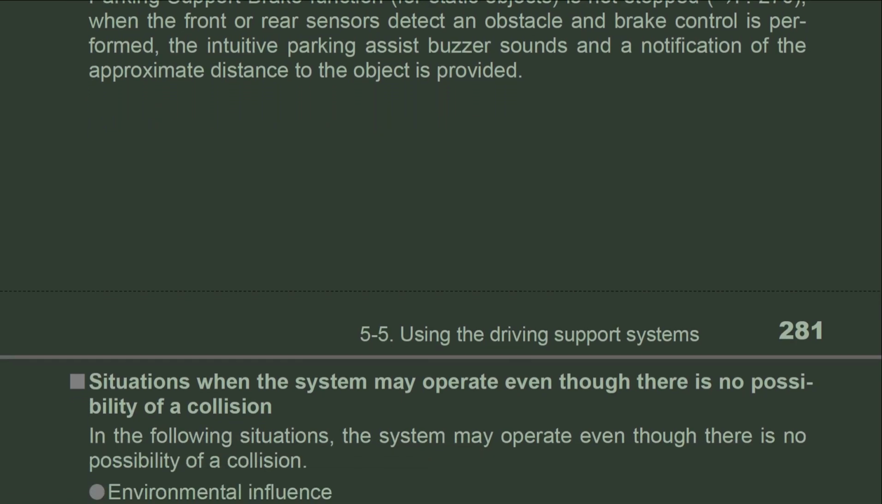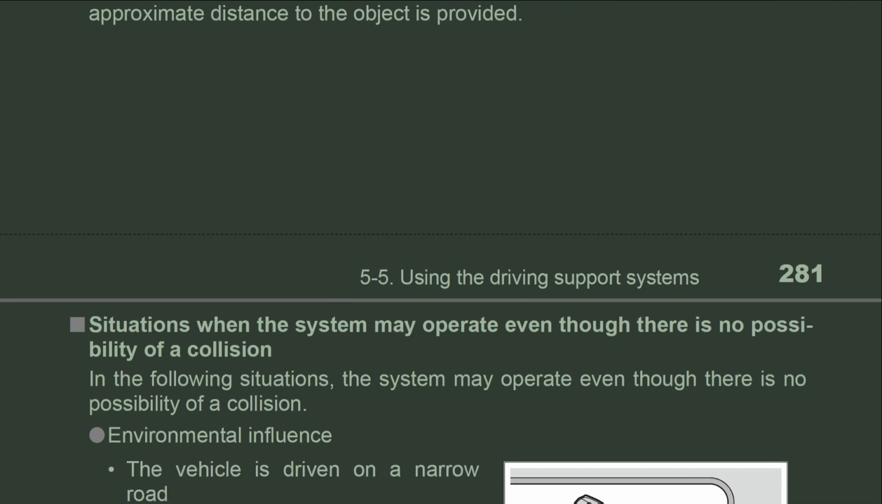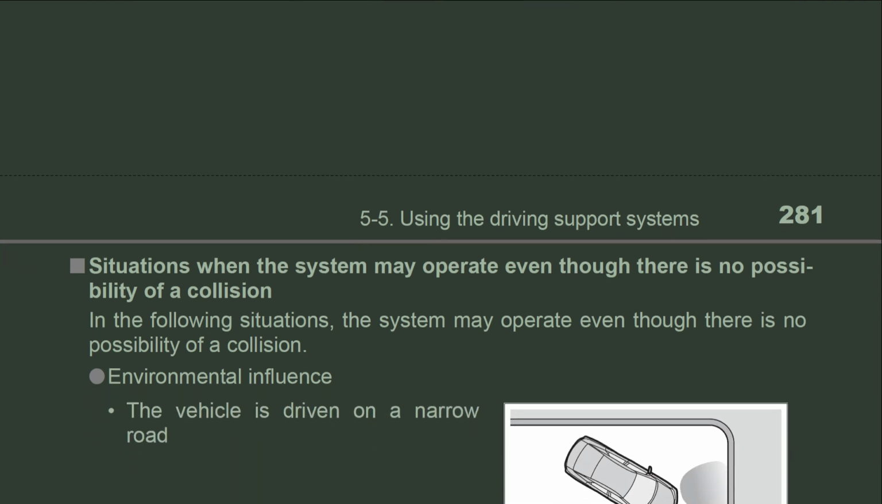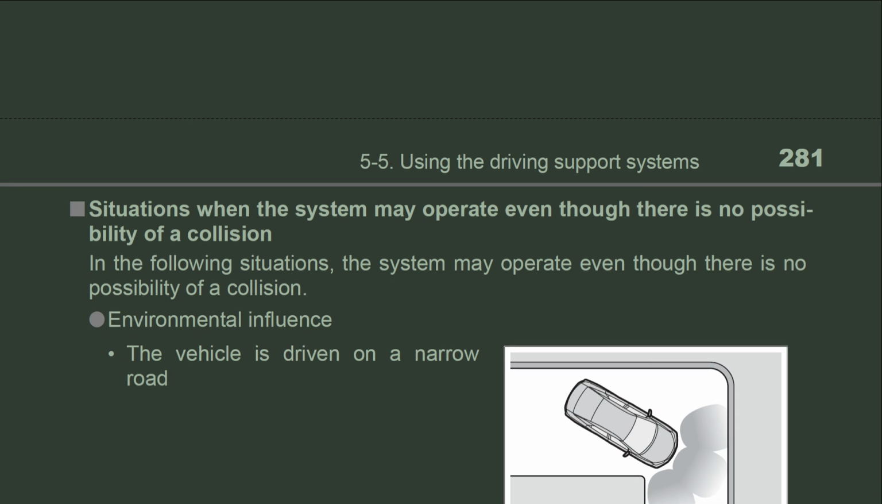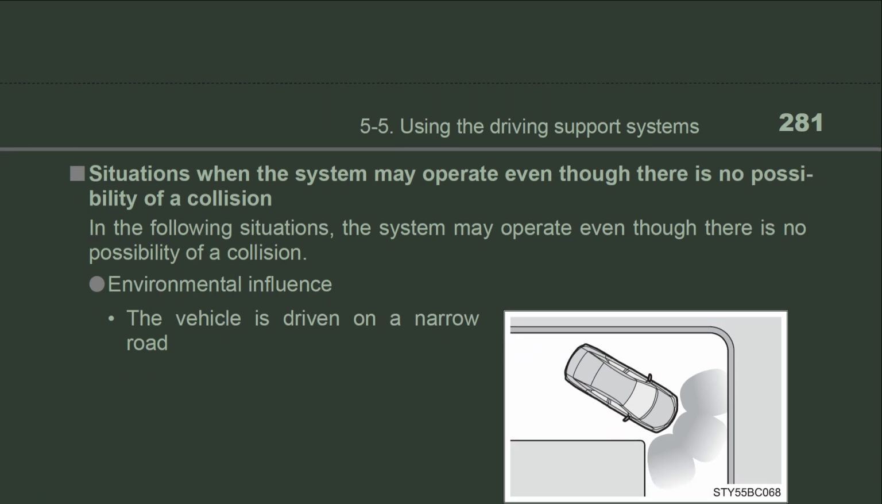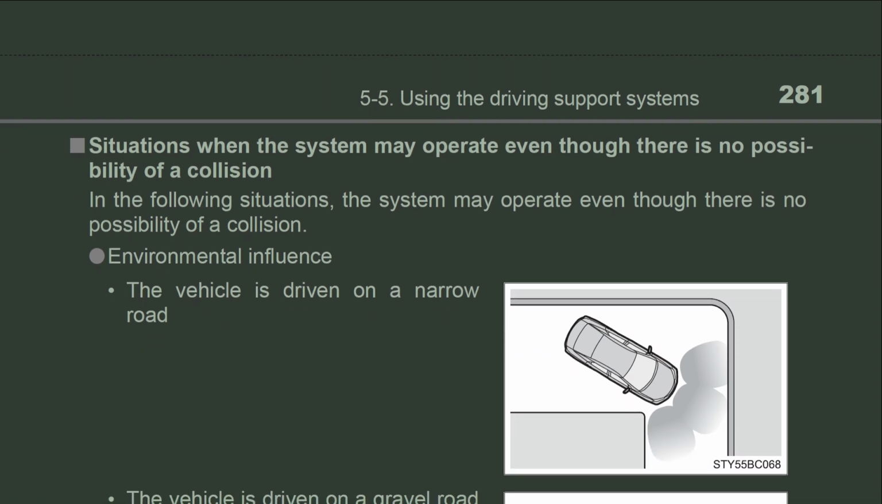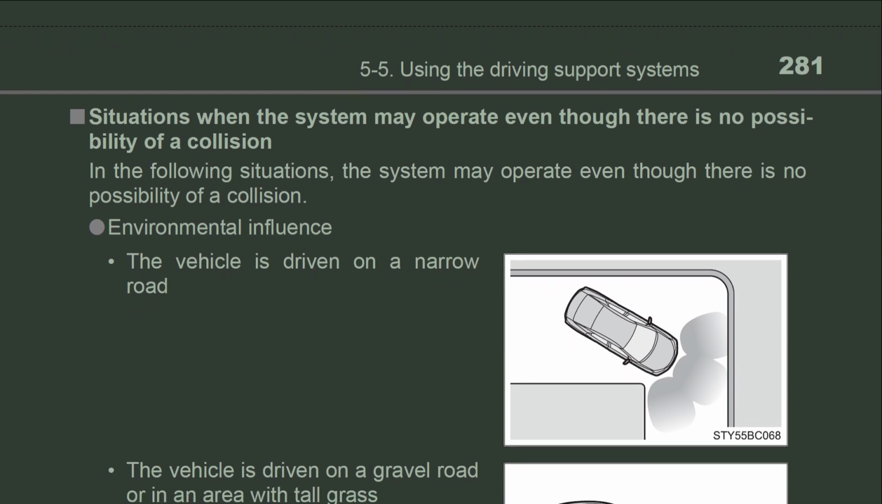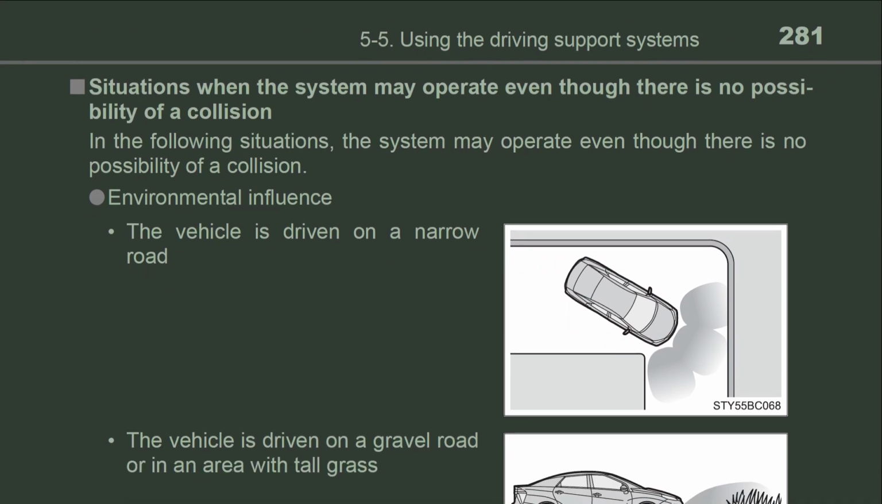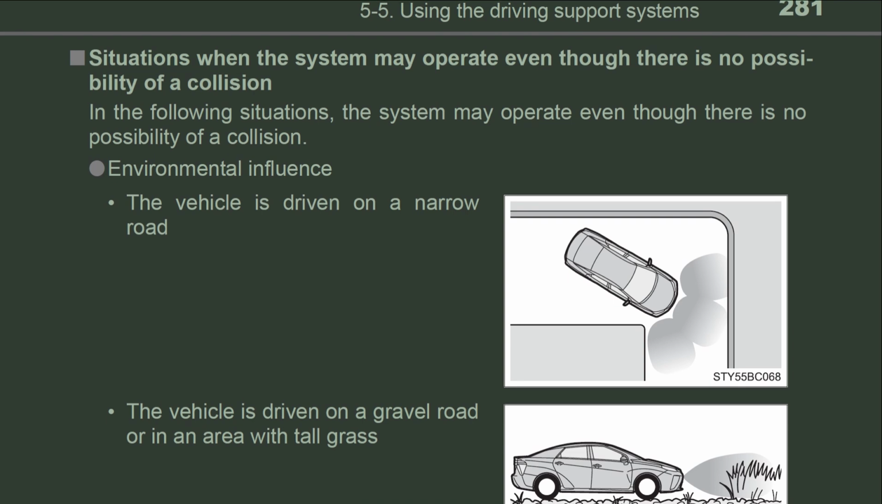5 to 5, using the driving support systems. 281. Situations when the system may operate even though there is no possibility of a collision. In the following situations, the system may operate even though there is no possibility of a collision.